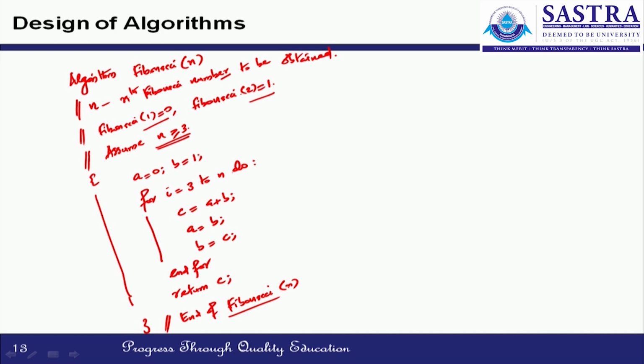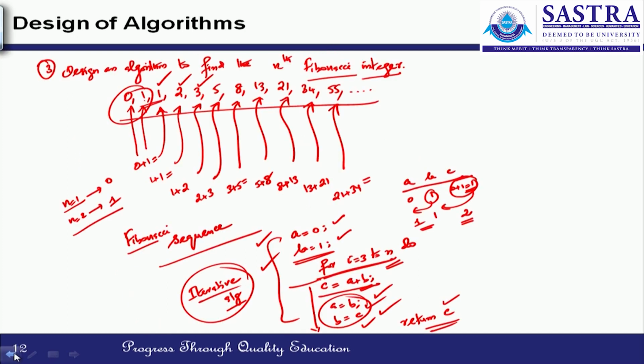This is the iterative approach. Iterative algorithm to find the nth Fibonacci number where n is greater than or equal to 3. Let us check the result.